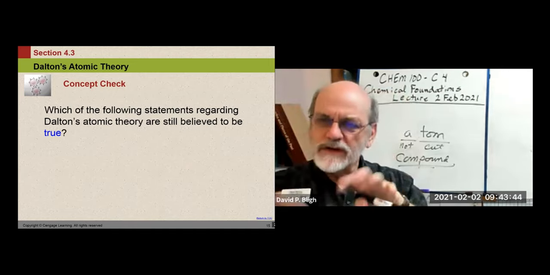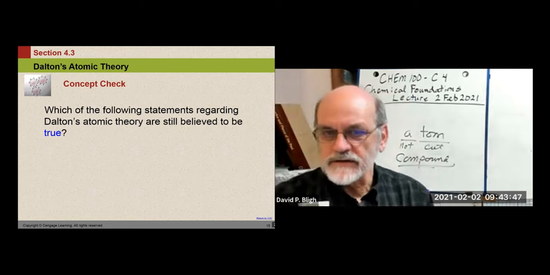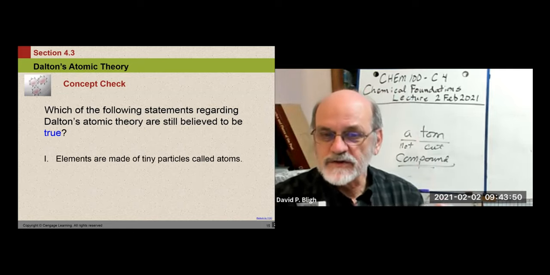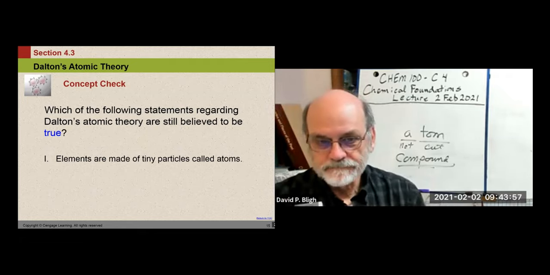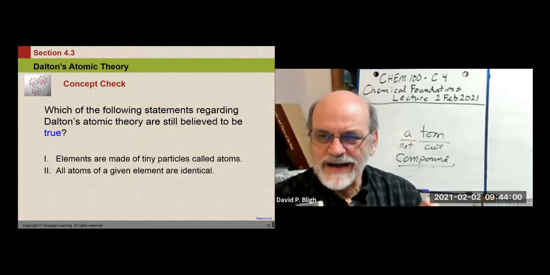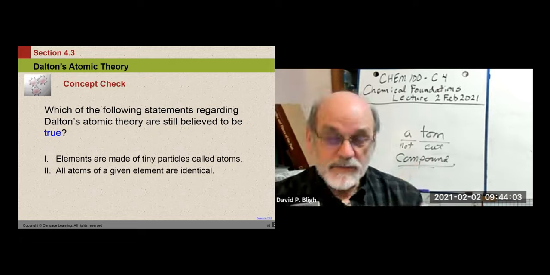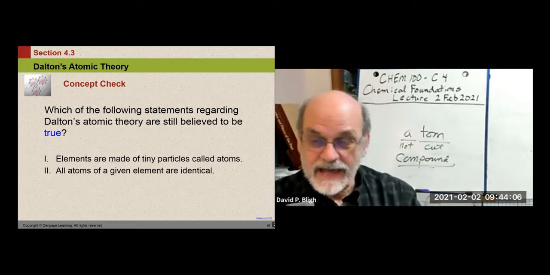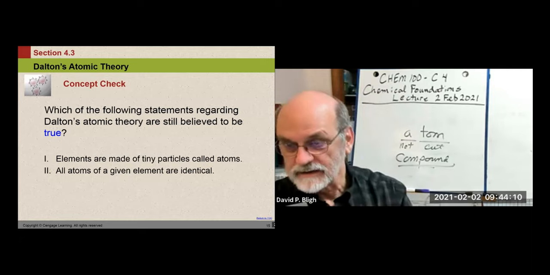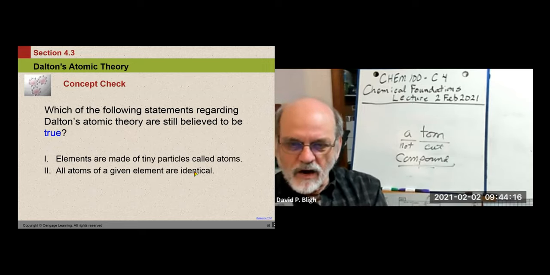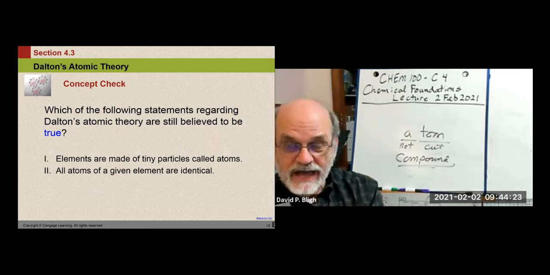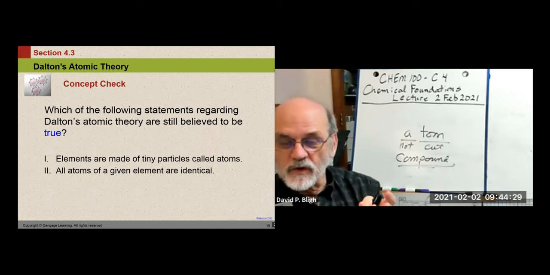Now, with what we know today, which one of these is still true? Elements are made of tiny particles called atoms. Yep, that's still true. That hasn't changed. All atoms of a given element are identical. Now, it depends on what you mean by identical. If we say they're chemically identical, that is, they react the same way to any other atom they come in contact with, then it's true. But if you say, are they identical in terms of their mass for each atom, then no, they're not all identical. So we'll talk about those when we talk about isotopes.